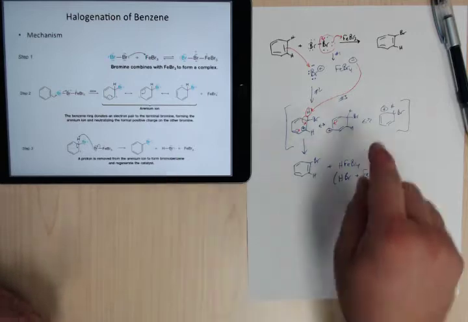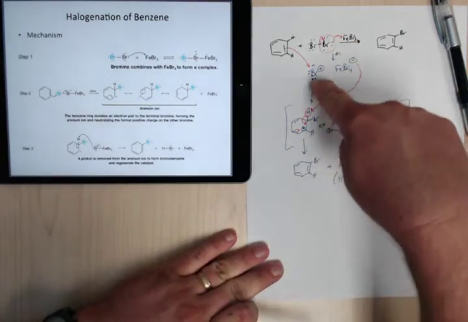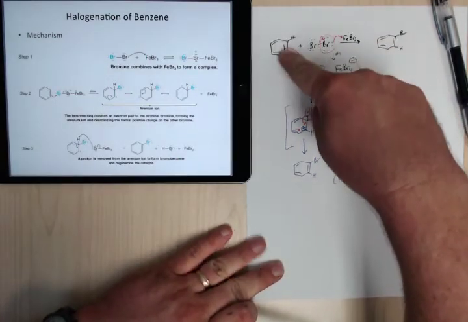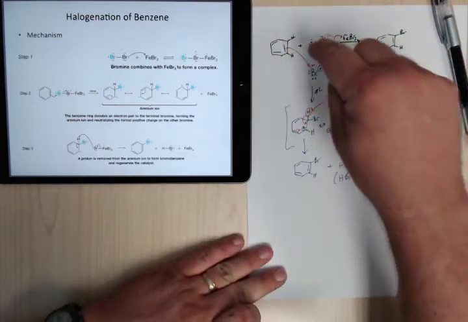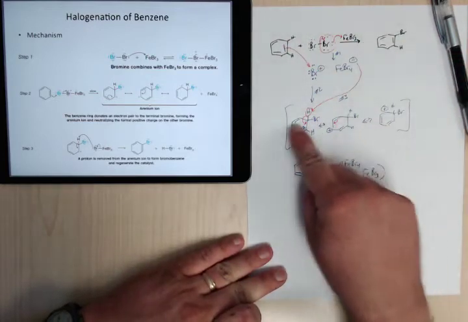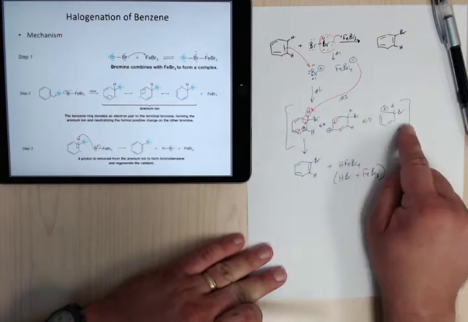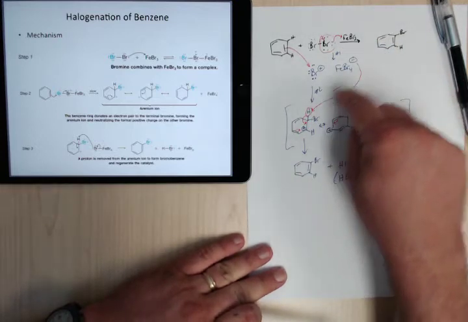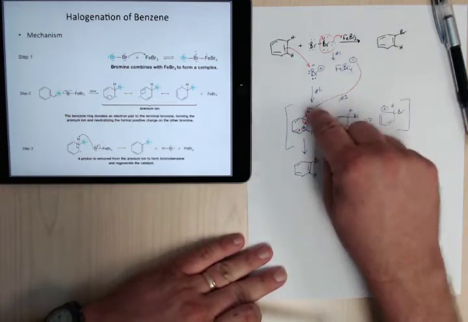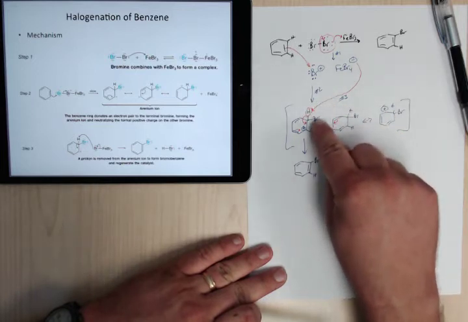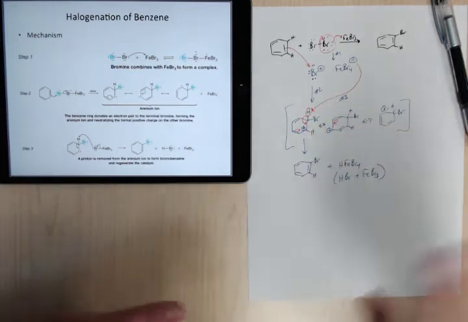Step 1, generate the positively charged thing. Step 2, the benzene attacks it. And you get the resonance structures as part of step 2. Step 3 is going to be whatever that negatively charged thing is going to come back and extract that hydrogen from where you added your group. That's it. That's all we are.